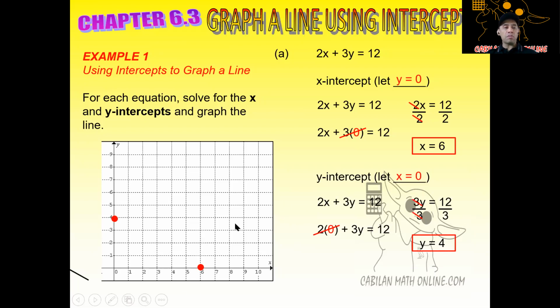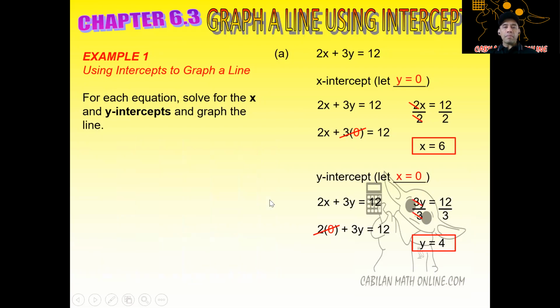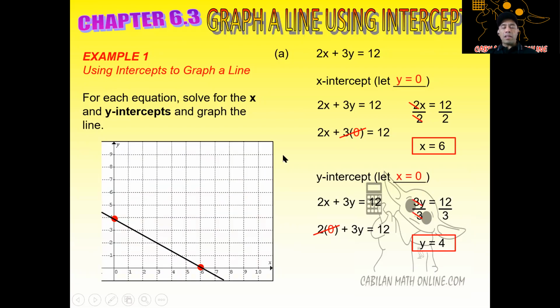So connect these 2 points to a straight line, and don't forget to extend. Get into the habit of extending there. Again, what we had to do here to solve for an intercept is let the other letter be 0 and then solve for the remaining letter in the equation. Okay, let's take a look at another one.